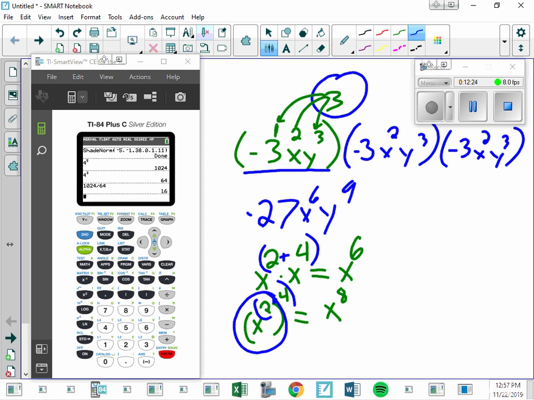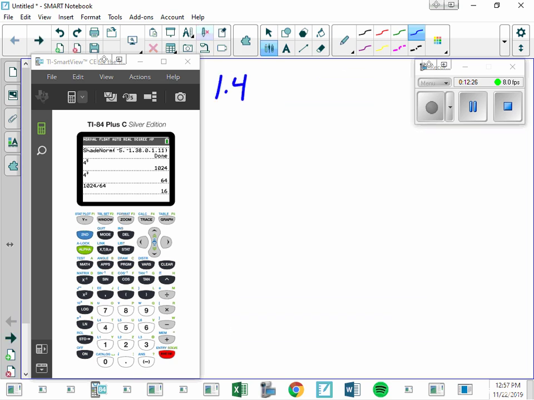All right, so in 1.4, on 32, you would do z to the 10th divided by z to the 5th, which is z to the 5th. So you put the top together, and then you use the bottom to simplify.